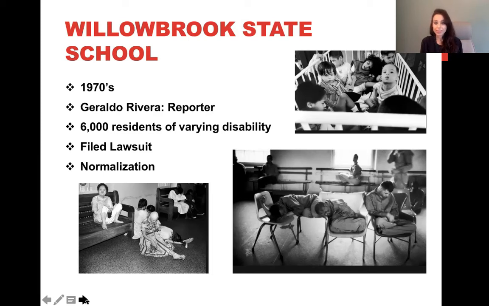6,000, if you can imagine, 6,000 people were in this facility. I can't give you the square footage of the place, but as you can tell by these pictures, I don't think the square footage was adequate relative to 6,000 people living there. These pictures are heartbreaking. I hate to put them up here, but this is reality. This is what it is.